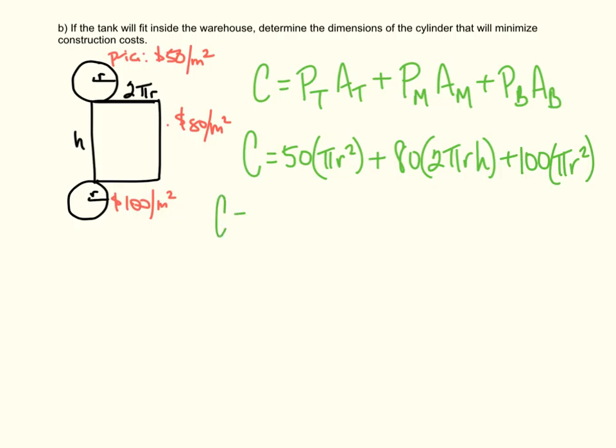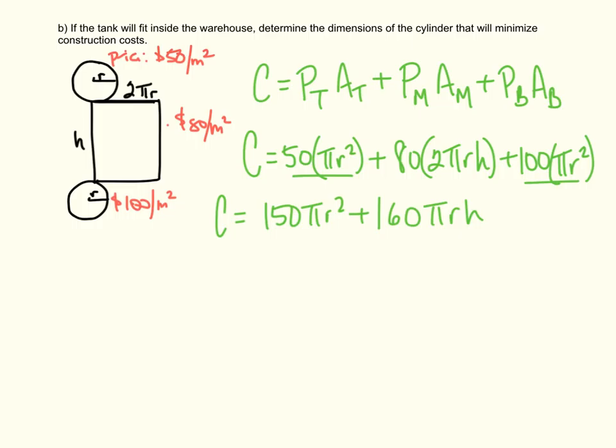Okay, so now let's simplify this, collect like terms. We're going to get this and this collect, so it's going to be 150 pi r squared plus 160 pi rh. Okay, so this is great, except we have two variables, r and h, and we want to get it in terms of one variable. So we need to introduce another equation.